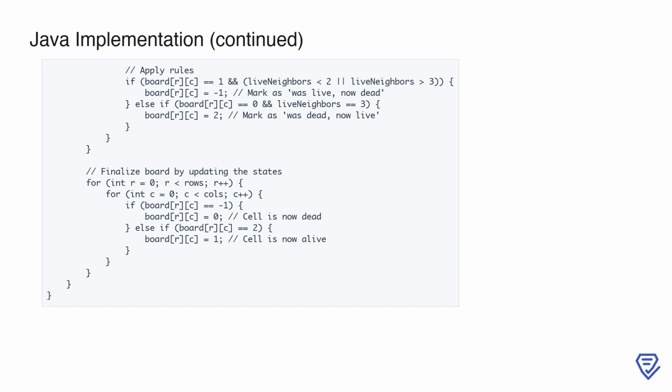After applying these rules to all cells, we need to finalize the board by updating the states to their new values. This is done with another set of nested loops where we iterate over each cell again. If a cell's value is -1, we set it to 0 to mark it as dead. If a cell's value is 2, we set it to 1 to mark it as alive. This ensures that the board is updated to reflect the next generation of cells, and the transitions are complete.